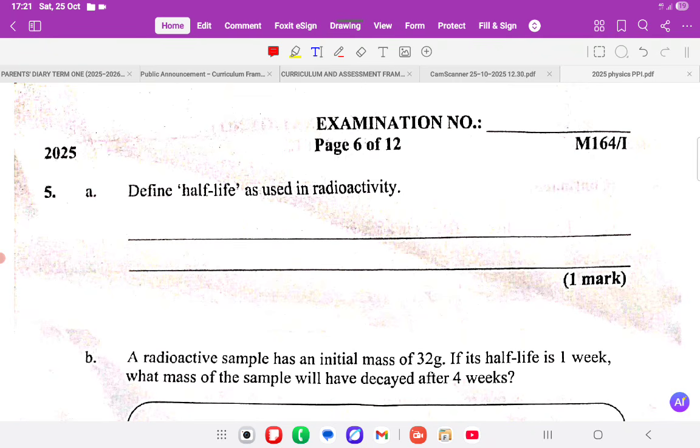All right. So question number 5 is asking us to define half-life, a term used quite a lot in radioactivity. All right, so what is half-life? So we shall define half-life as the time it takes for half of the atoms.